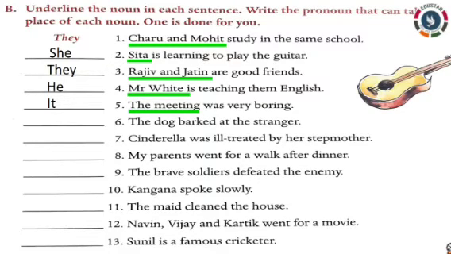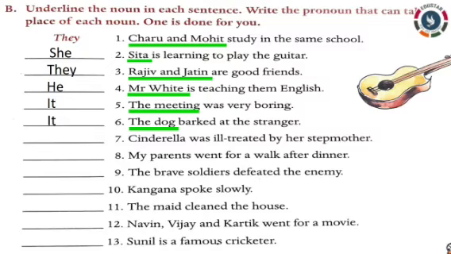Sixth sentence. The dog barked at the stranger. Here, about whom are we talking? Dog. So this is the subject and it comes before the verb barked. Now we know dog is an animal. So what subject pronoun will you use? It. Very good. It barked at the stranger.